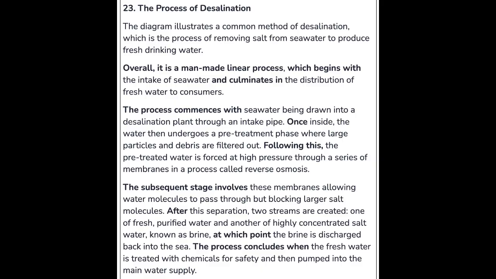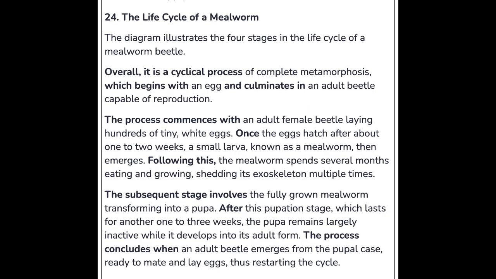After this separation, 2 streams are created, one of fresh, purified water and another of highly concentrated salt water, known as brine, at which point the brine is discharged back into the sea. The process concludes when the fresh water is treated with chemicals for safety and then pumped into the main water supply. 24. The life cycle of a mealworm.